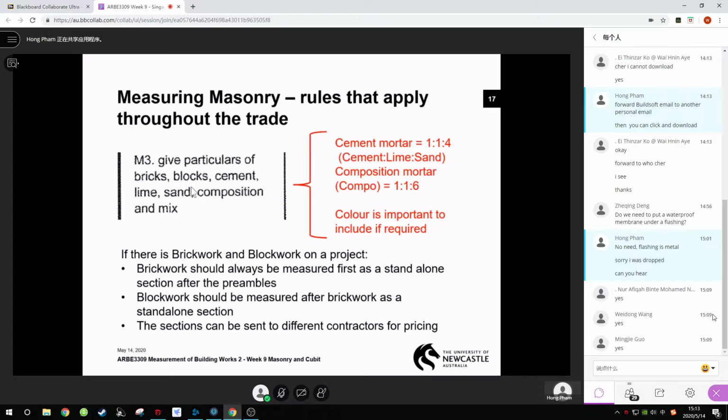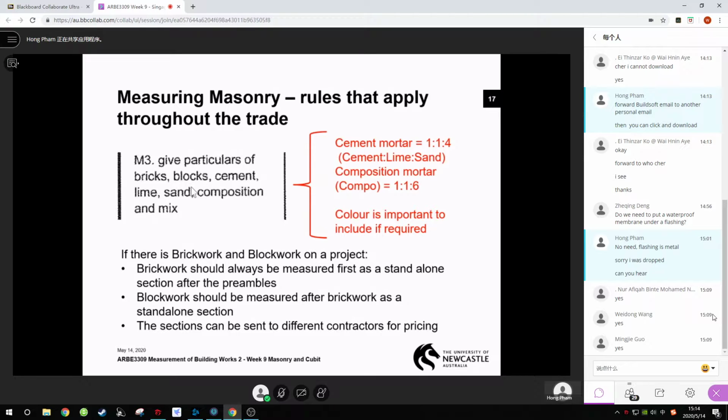Often the same contractor will do bricks and blocks, but sometimes there are guys who specialise in blockwork. So the trade might be split in two and sent out to two different people, or it might go out to the same one. You've got to have that versatility. So you can't mix brick and block in the one section. They're always separated.